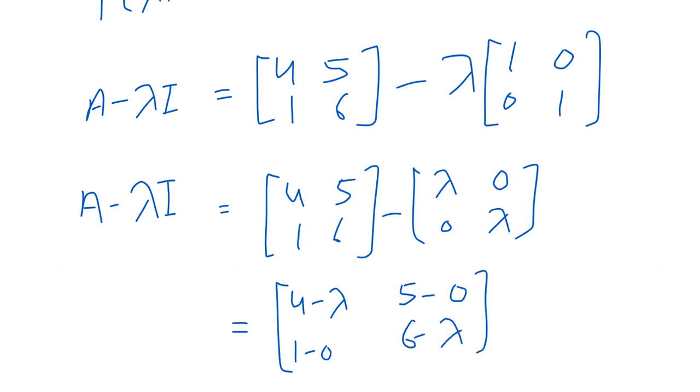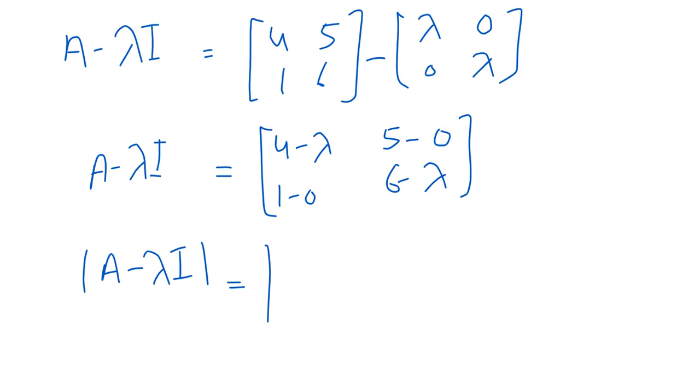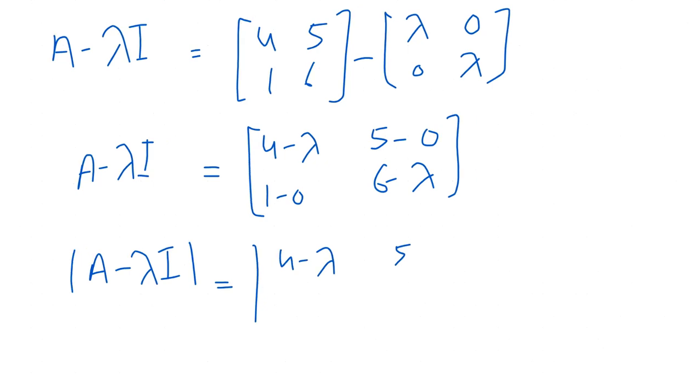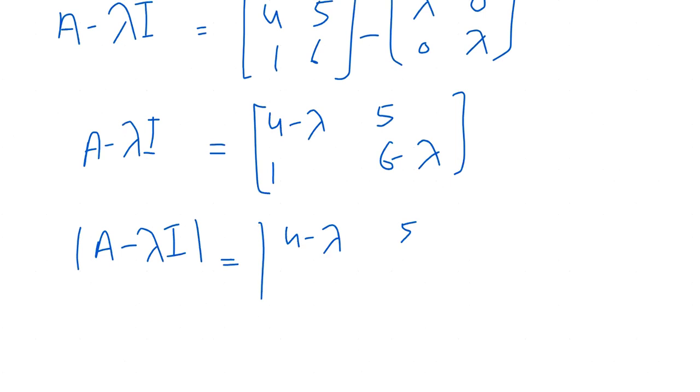Now let us find its determinant, because for the polynomial we need its determinant. So we have 4 minus lambda, 5, 1, 6 minus lambda. There's no need to write minus 0, because when we subtract 0 from any number we get the number itself. Now the determinant is 4 minus lambda into 6 minus lambda minus 1 into 5.